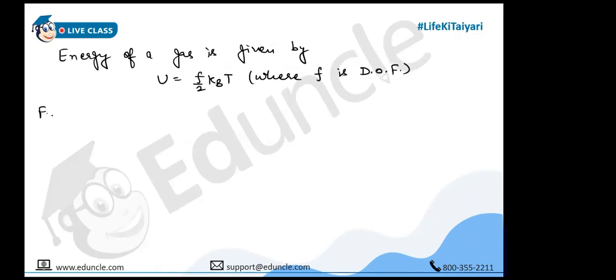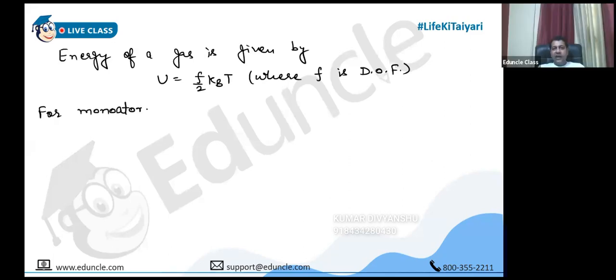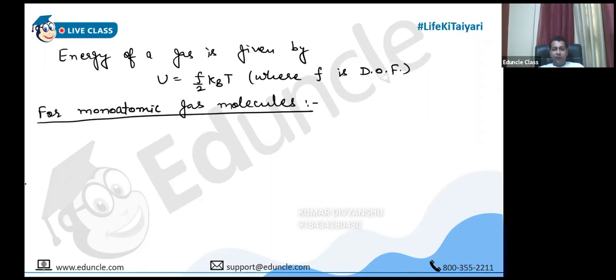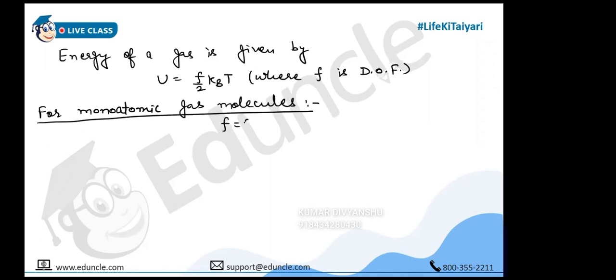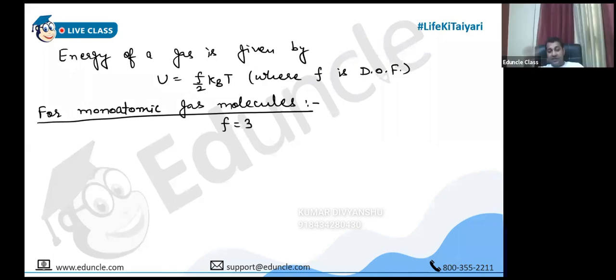Clear? Yes. Now, it means the only task we have right now is to find f. The moment we are able to get f, we will be able to get the energy and hence various thermodynamic quantities. Okay. So for monatomic gas molecules, how many degrees of freedom are there? There are 3. Sir, 3 dimensions, 3 degrees of freedom. Molecules can move in all the directions, x, y, z.